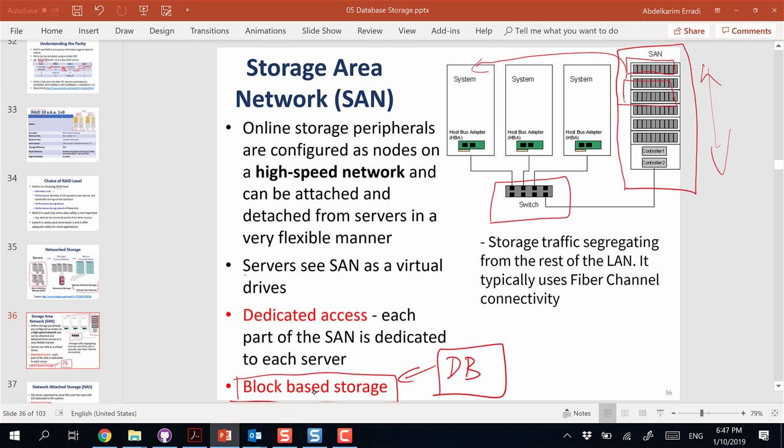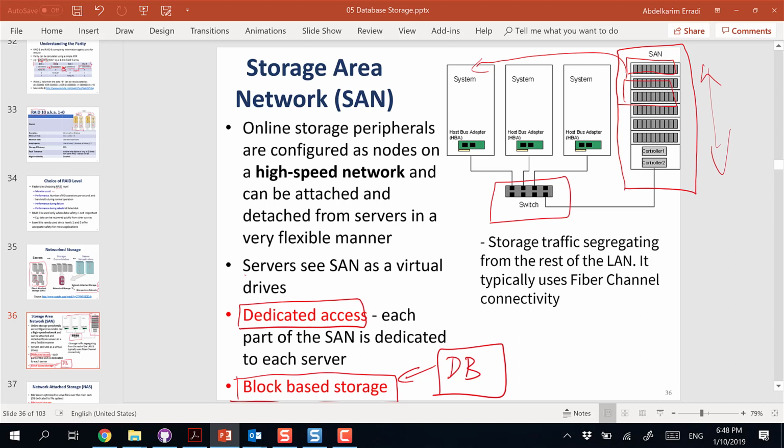And the database, that's what it does. As I will explain shortly, the database is made up of files, and files are made up of blocks. What a database is really doing is reading and writing blocks. So this type of storage is ideal for a database solution, but of course much more expensive than a NAS. Every server will have its dedicated access to a part of the SAN.